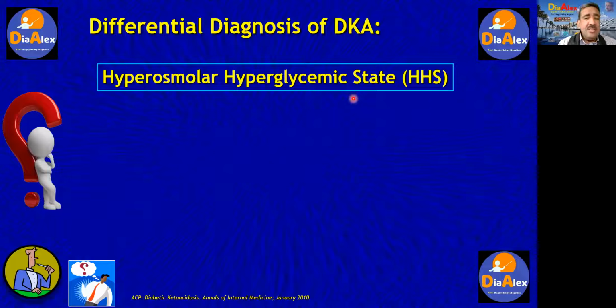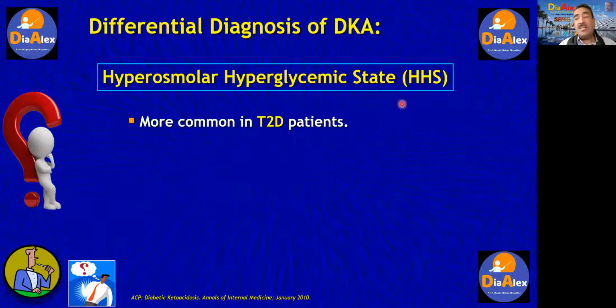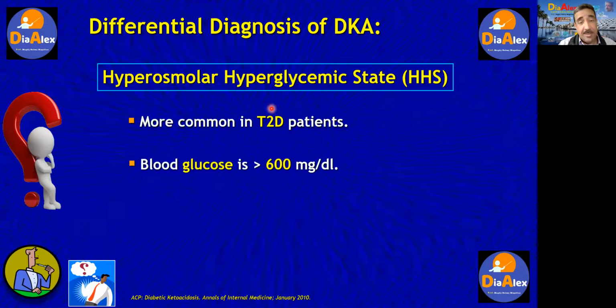The next point, you do not see here the term non-ketotic, because many patients with hyperosmolar hyperglycemic state are having some degree of ketosis. So you cannot say non-ketotic and the patient is still having some ketosis. Hyperosmolar hyperglycemic state, how is it different from DKA? The hyperosmolar hyperglycemic state is more common in type 2, whereas DKA is more common in type 1 diabetes.